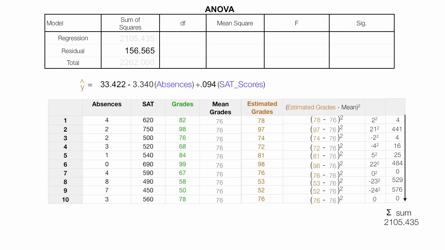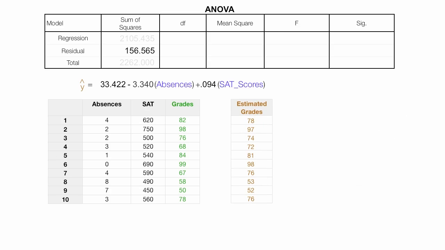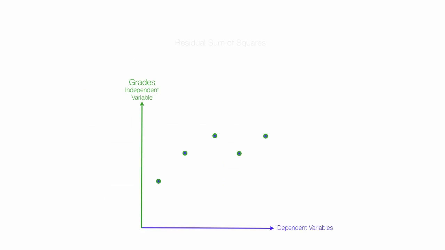Now the last sum of squares is the residual. So now I'm going to take my grades and my estimated grades and compare those. Let me show you graphically first. So residual sum of squares, residual errors, I'm going to take the actual. Let me draw my regression line. And again, the brown dots are my estimated values.